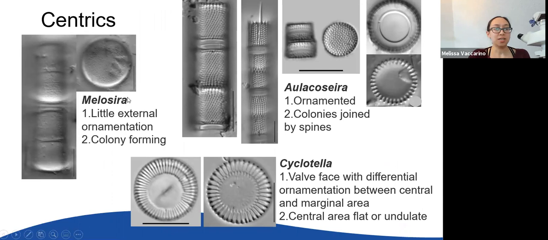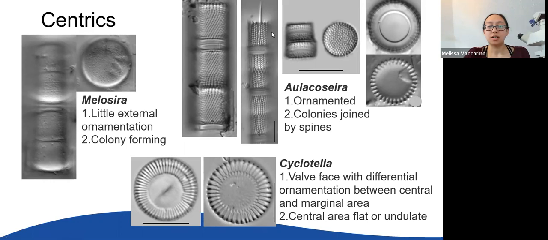Melosira is a nice, easy one. There's very little ornamentation on these cells and they're colony forming. So they look like this. In Aulacoseira, some similar, but you can see that they have striae and the colonies are joined by spines. You may see some spines jutting out when they're in the girdle view like this.